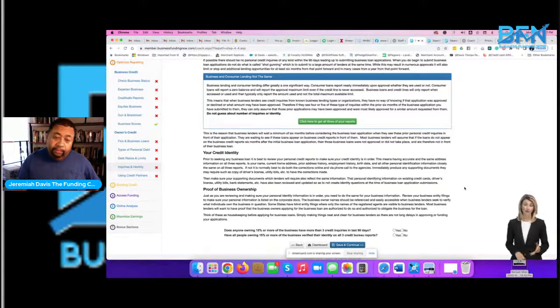Therefore, if they see 4 or 5 of these types of inquiries within the prior 6 months, they will assume those prior applications have been approved. This is the reason that business lenders will wait 6 months before considering your business loan application when they see these prior credit inquiries in front of their application.